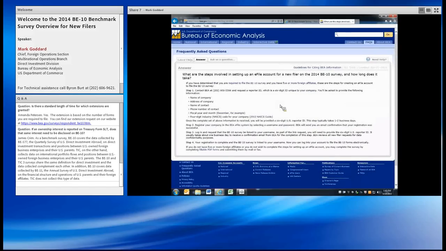I did want to point out to everyone to take a look at this link so that if you are eligible to e-file, you know the information to provide to BEA so that we can set you up with the information necessary to get started with a BE10 e-file password and username.